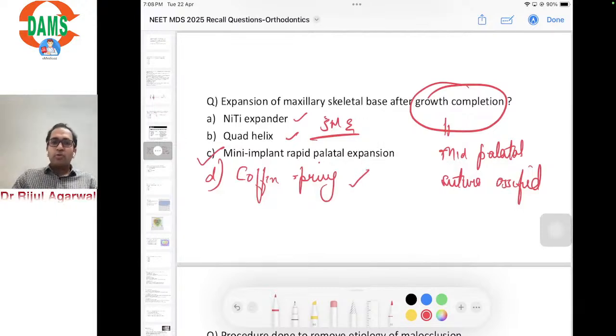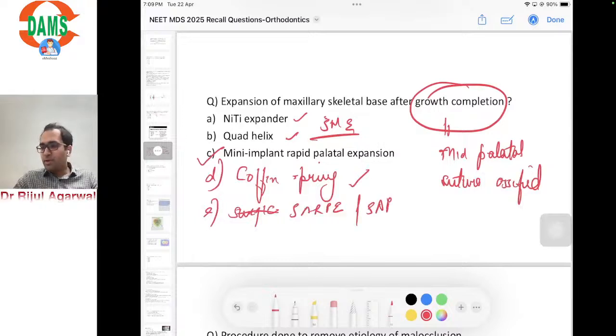In the beginning I told you our aim right now is not just to judge the correct answer but to prepare you for your next exam as well. So, moving ahead in this question, you might get another fourth option as surgical, or you can say SARPE or SARME, surgically assisted rapid palatal expansion. In the next exam, instead of giving you the full form as mini implant assisted rapid palatal expansion, they can give you the option as SARPE or SARME. They stand for surgically assisted rapid palatal expansion. So that would be the correct answer. Do not get confused; if they don't use the term mini implant, they can provide you with a short form as well.